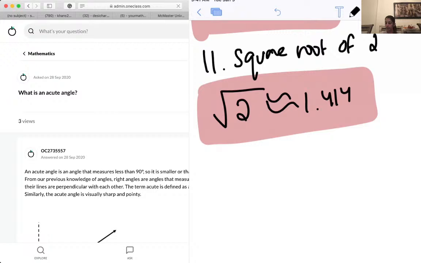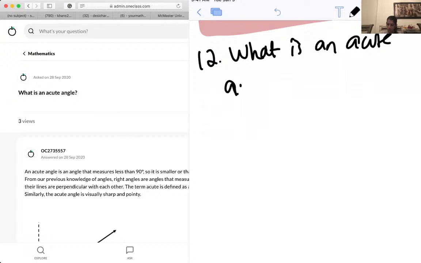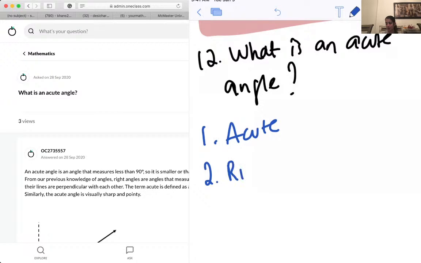What is an acute angle? So that's the next question, 12. What is an acute angle? So this has to do with trig, obviously. There are 3 types of angles. So the first one is acute angle, which is the thing that they asked us. The second one is called a right angle. And third is called an obtuse angle.